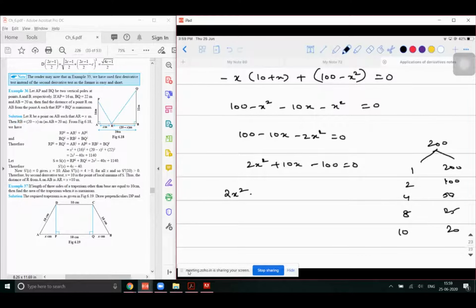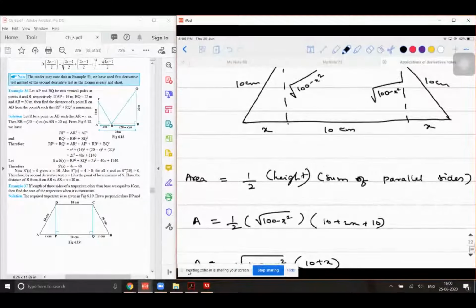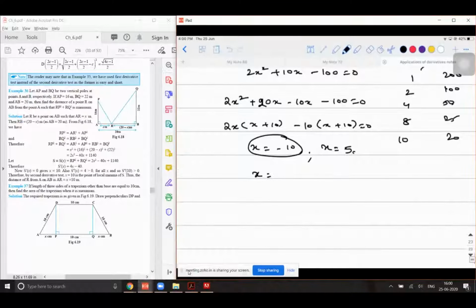So 2x square plus 20x minus 10x minus 100 equal to 0. So 2x into x plus 10 minus 10 into x plus 10 equal to 0. So x is equal to minus 10, x is equal to 5 by 2. So minus 10 is ignored because it cannot be negative. So x is equal to 5. Is x 5 meter or centimeter, what is it? Centimeter, sir. Okay, so x is equal to 5 centimeter.